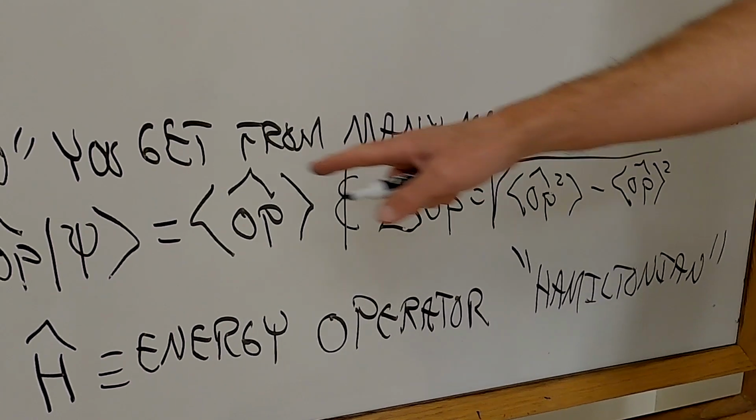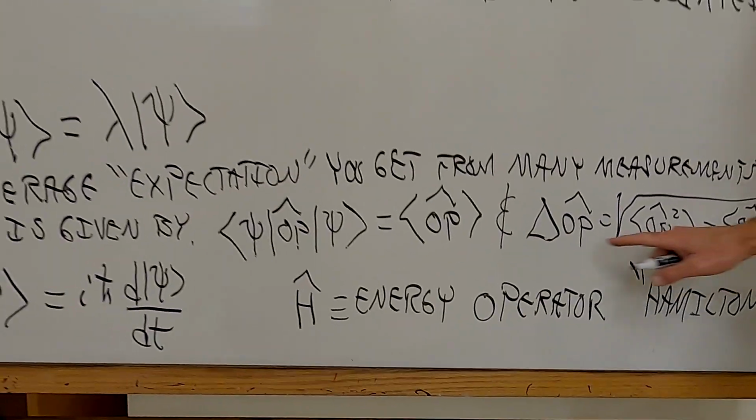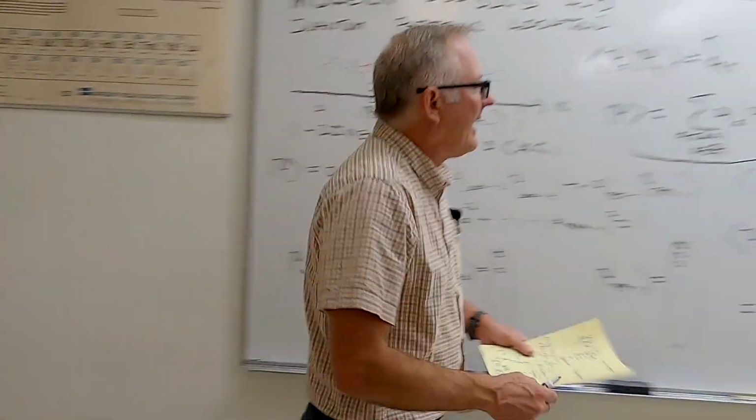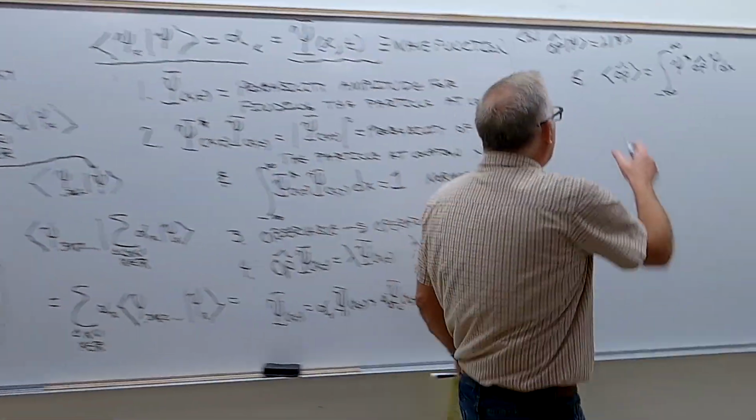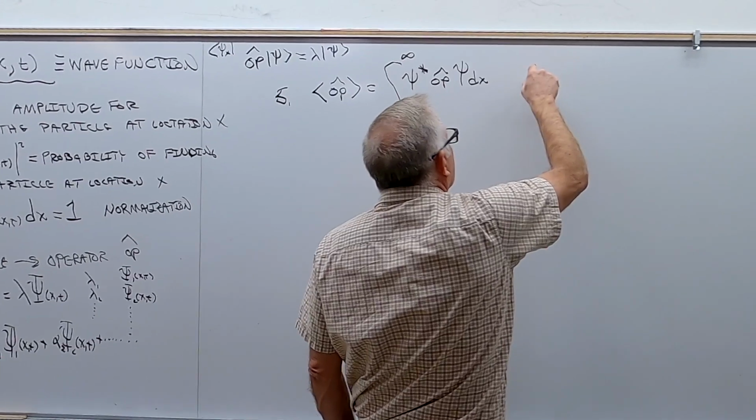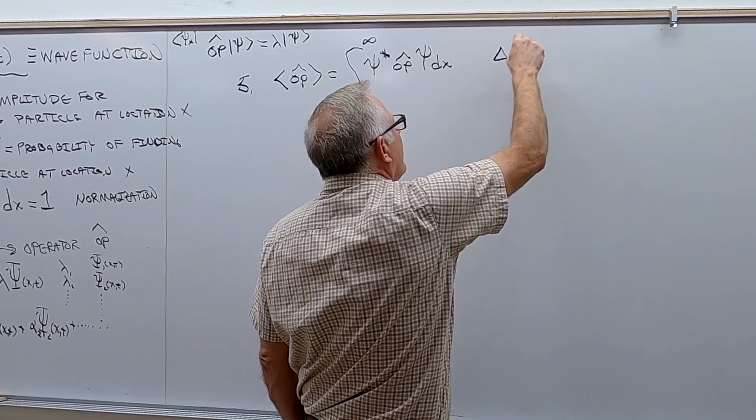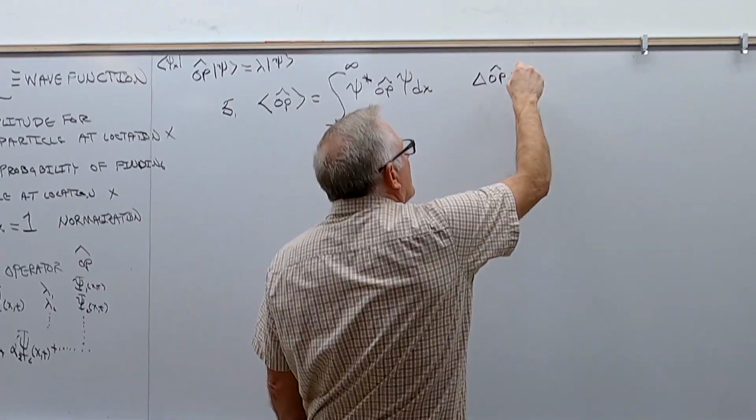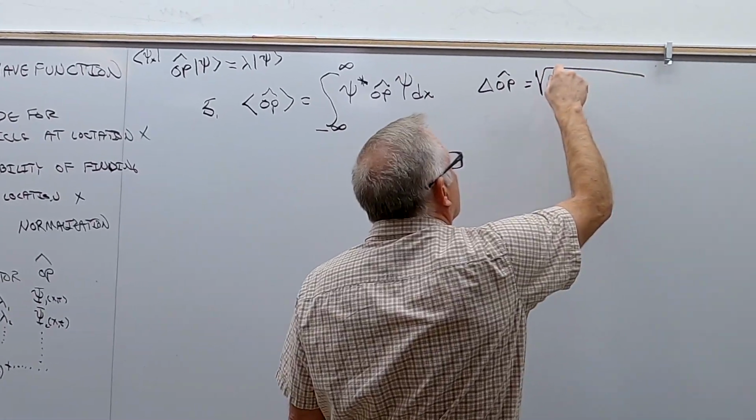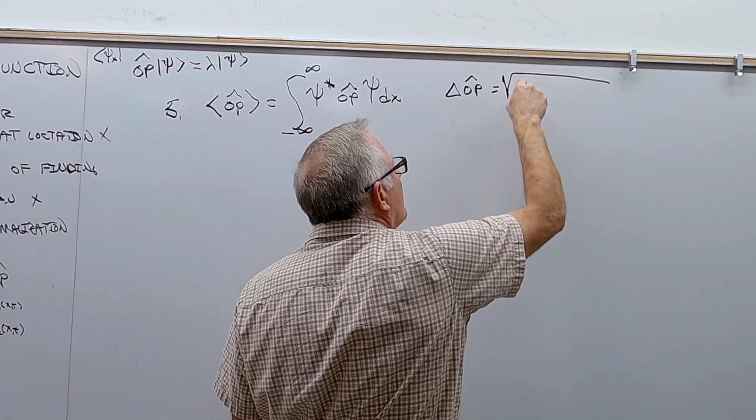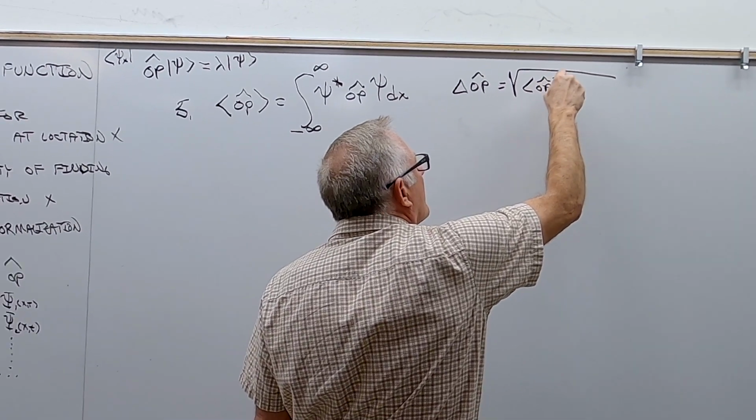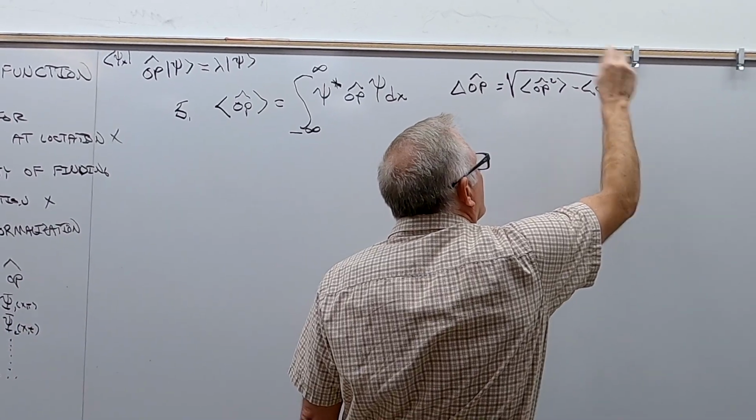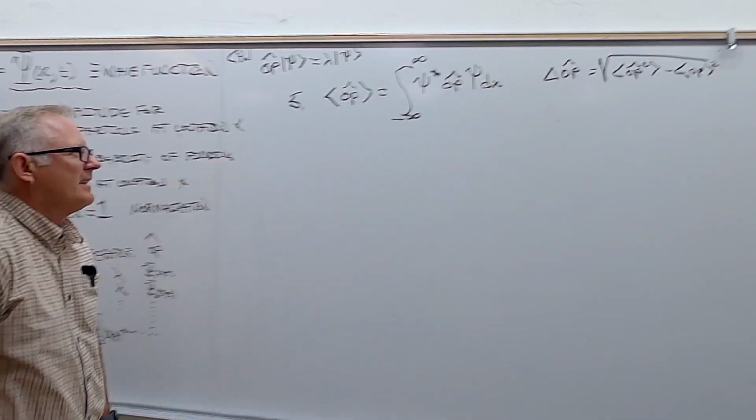It's just that you use the ones that you got from there. So this is still the same, so I might as well write that down. This is the average, and then the uncertainty in that operator is equal to the square root of the average of the operator squared minus the square of the average of the operator. That still stays the same.